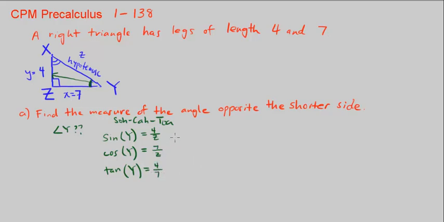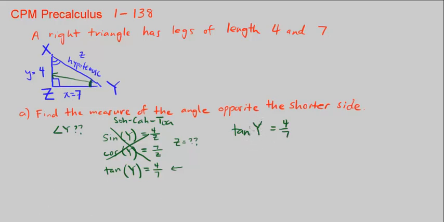Okay, since we don't know z, we could solve for z, right, using the Pythagorean theorem, and then use one of these, but we already know all of these things. We don't need to use these equations since we know 4 and 7, the sides opposite and adjacent to angle Y. So, using tangent of y equals 4 over 7, how do we find the angle measure y?